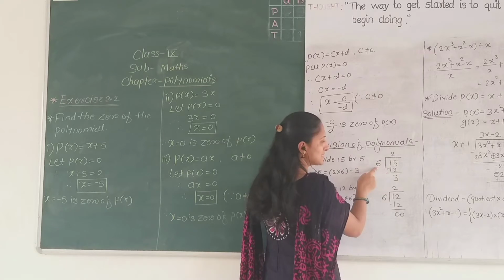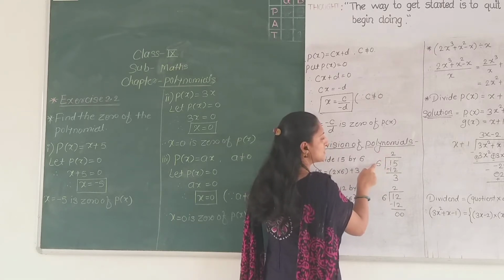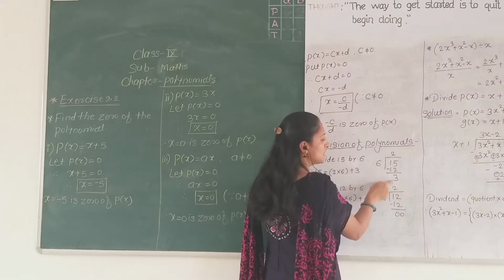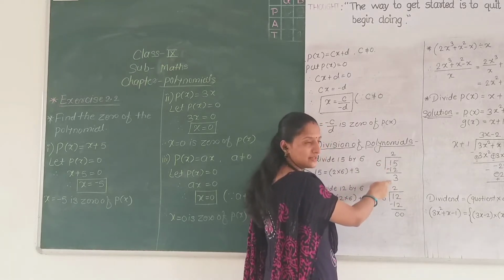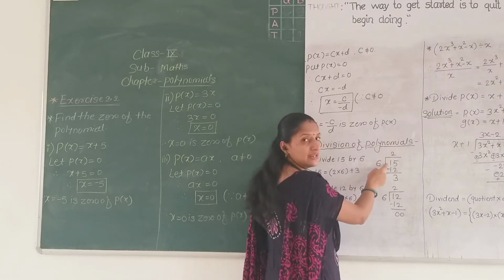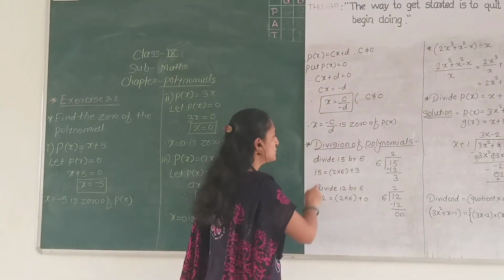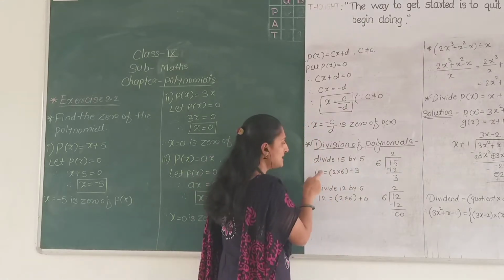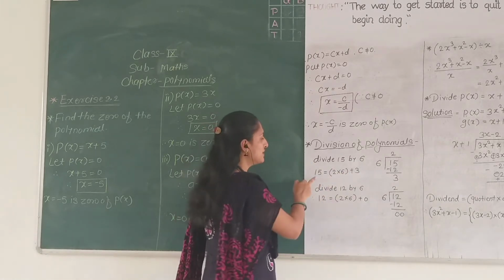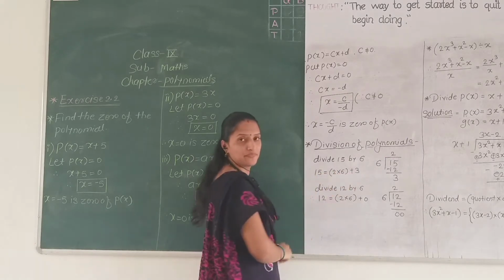15 divided by 6. So 6 twos are 12. Now 15 minus 12 is 3. So here 3 is the remainder, right? 2 is the quotient, 15 is the dividend, and 6 is the divisor, right? So we can write this 15 as 2 into 6 plus 3.